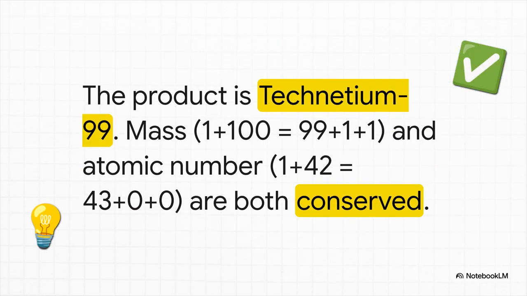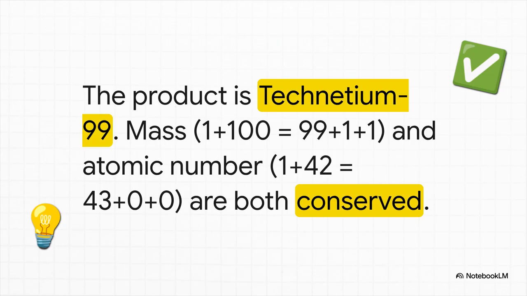On the left side, what's our total mass? 1 plus 100? That's 101. And the atomic number? 1 plus 42 is 43. Simple enough. So the right side has to match. We know 2 neutrons came out, each with a mass of 1 and a charge of 0. So for our mystery element, its mass has to be 101 minus the 2 from the neutrons, which is 99. Its atomic number is 43 minus 0, still 43.